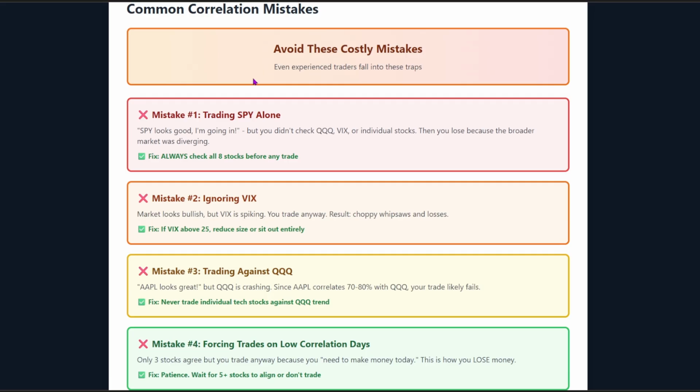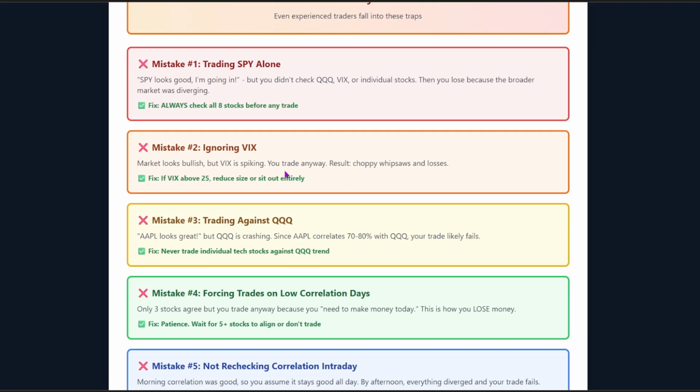But besides that, mistake number 2 is ignoring VIX, right? Market looks bullish, but VIX is spiking. You trade anyway. Result: choppy whipsaw and losses. How do you fix this? If VIX is above 25, reduce size or sit out entirely.